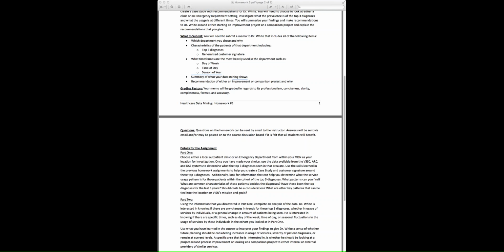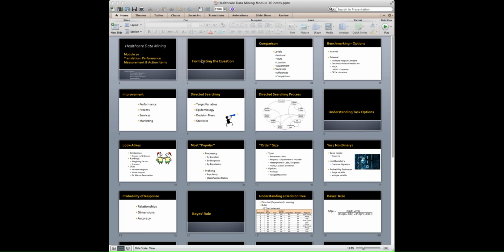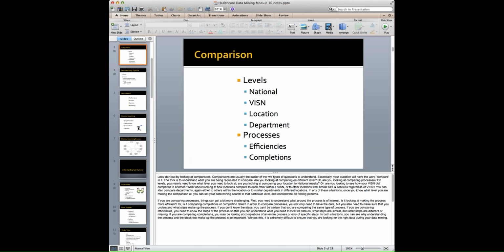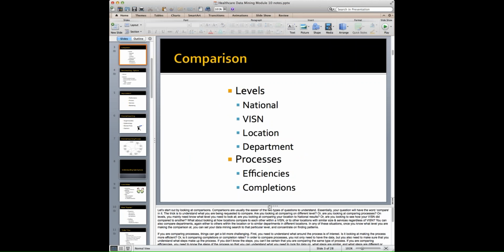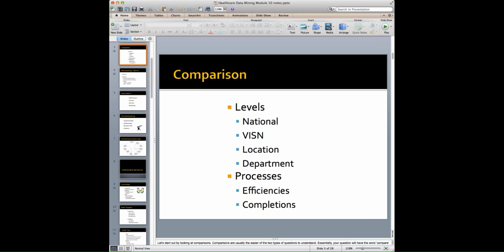Oh, this is one thing I did want to point out. So let's take a look at the comparison really quickly. Okay, so this is Module 10 lecture notes, page 3, if you're following along, and it's around the comparison. So if you decide to do a comparison project, what exactly are you going to compare?